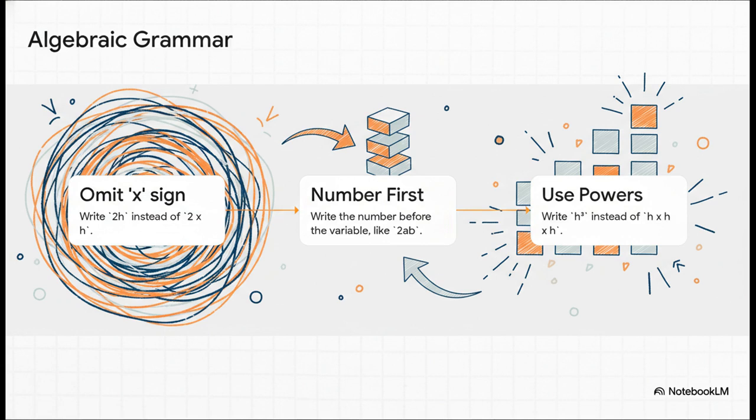And third, we use powers for repeated multiplication. Writing h cubed is way faster than h times h times h. See? These aren't complicated rules. They're just smart shortcuts to keep the language neat and tidy.